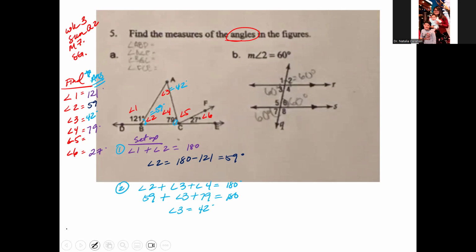Now that we're done with that one, what else can we find? What else is missing? There's angle 5, right? So, third one, how are you gonna find angle 5? What's your strategy? Yeah, like angle 4, angle 6, and 8. You see a straight line there? What 3 angles make the straight line? You see this straight line? What are the 3 angles that make the straight line?